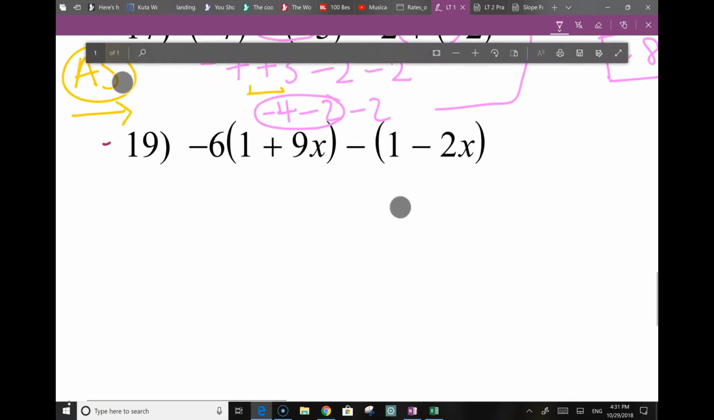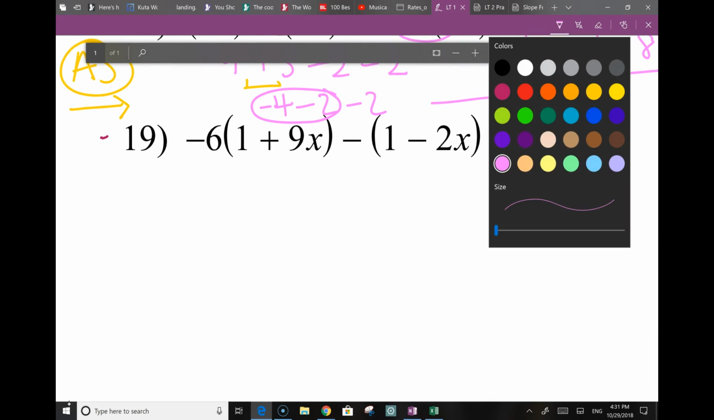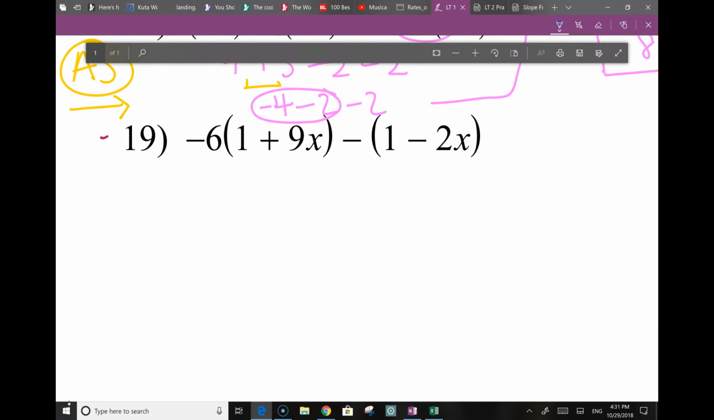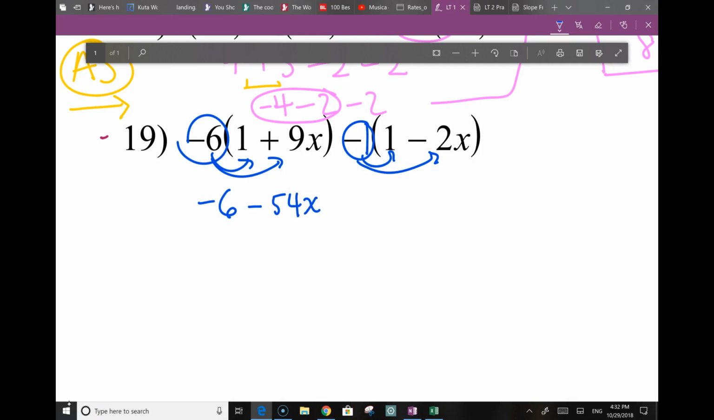In number 19, first thing you want to do is distribute anywhere you can. And looks like I can distribute this negative 6 inside. And over here, there's a minus sign, and it appears like there are no numbers here, but there's a negative 1. So I'm going to distribute a negative 1 inside. So doing this carefully, negative 6 times 1 is negative 6. Negative 6 times 9x is negative 54x. Negative 1 times 1 is negative 1. And negative 1 times negative 2x is positive 2x.